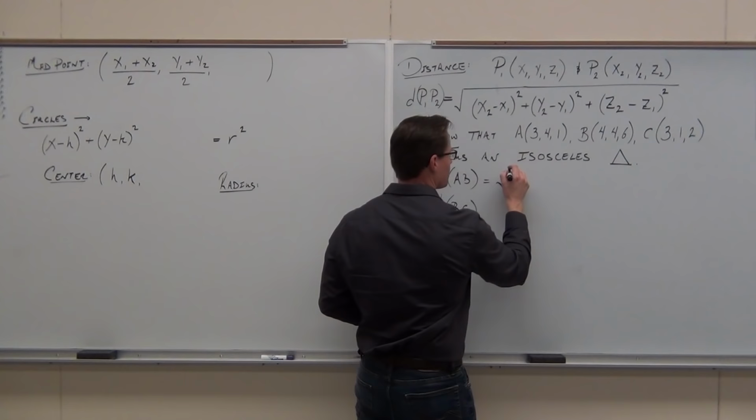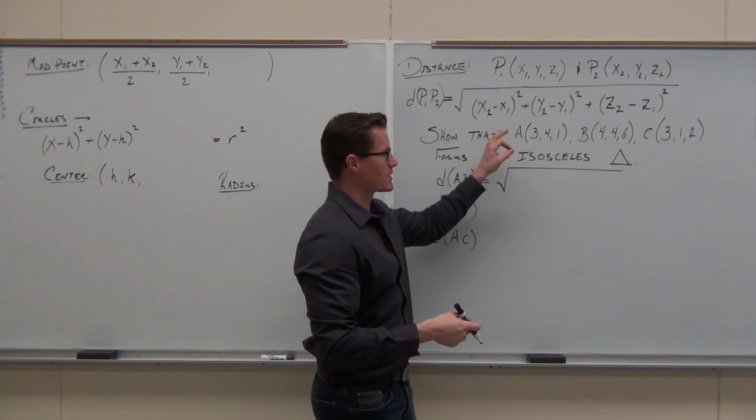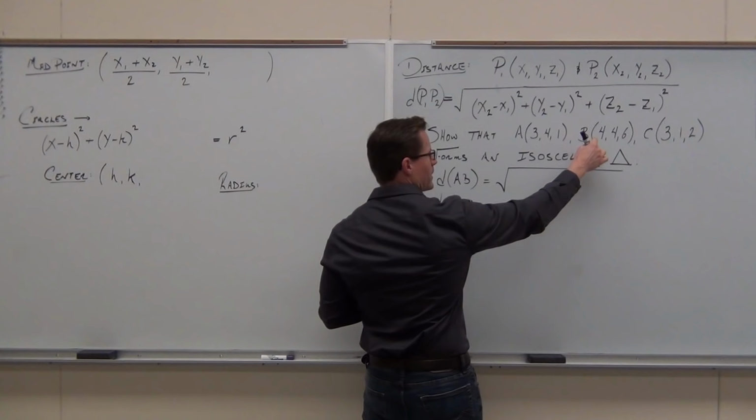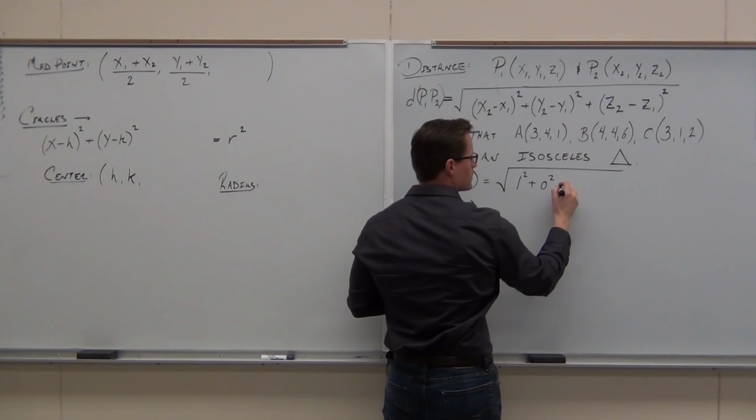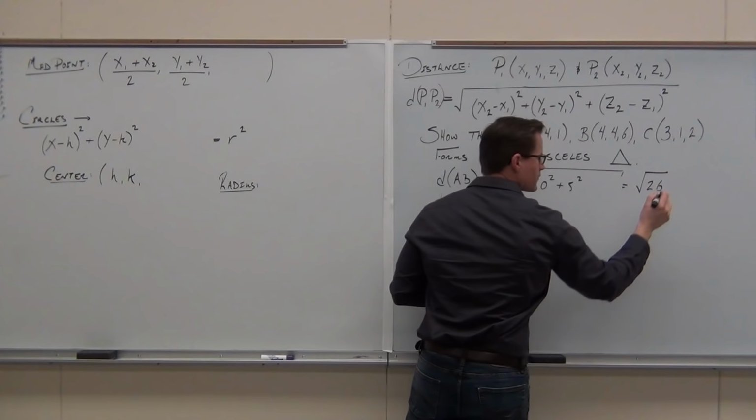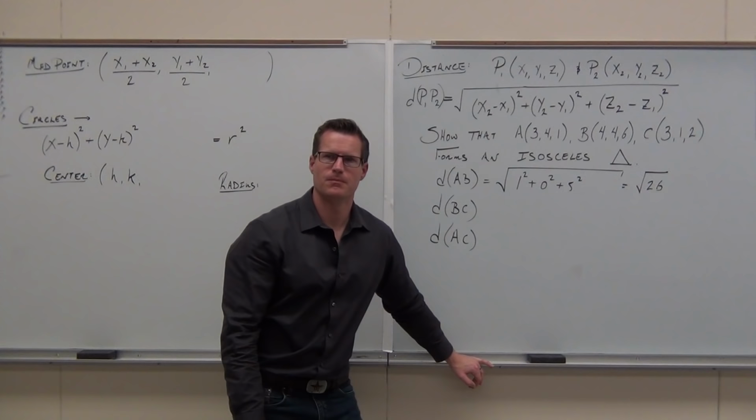So the way it works, just take the x2 minus x1 squared, y2 minus y1 squared, z2 minus z1 squared. So from A to B, we have 1 squared plus 0 squared plus 5 squared. This is going to give you the square root of 26. Can you verify that for me? Square root of 26. Yes. Do you see where the numbers came from? I don't want to blow past you. I don't want to go too fast for you. Are you seriously with me?